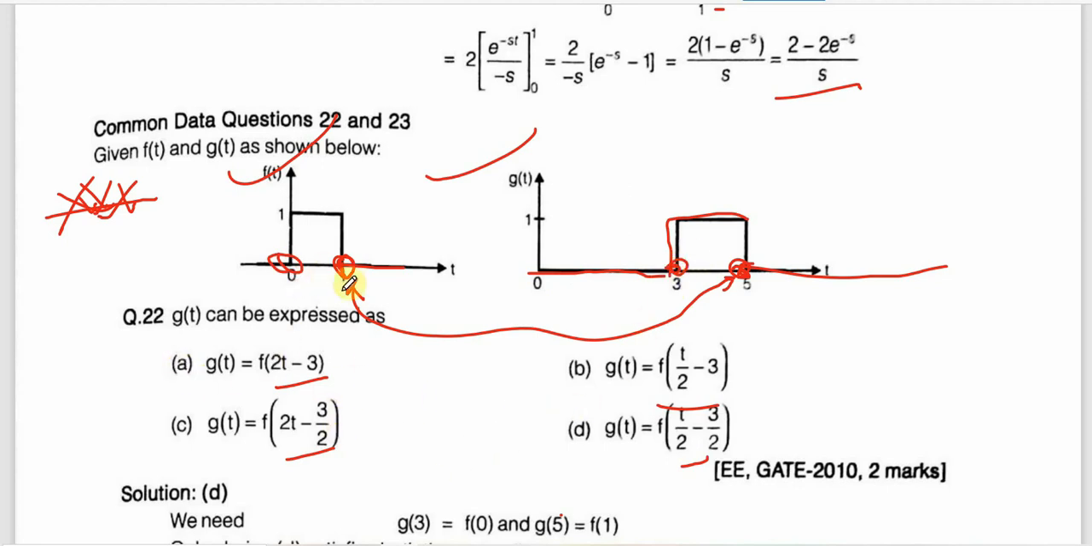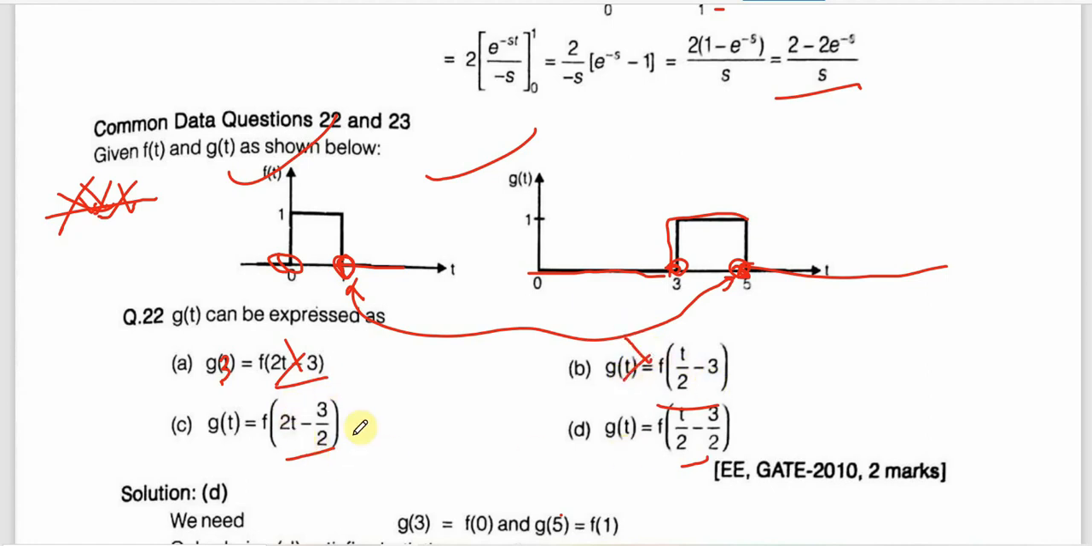So how will you get g of 3 here? If you put g of 3, what is coming here? 3 into 2, 6 minus 3, f of 3, which is not correct. Okay, now g of 3 is 3 by 2 minus 3, which is also not correct.